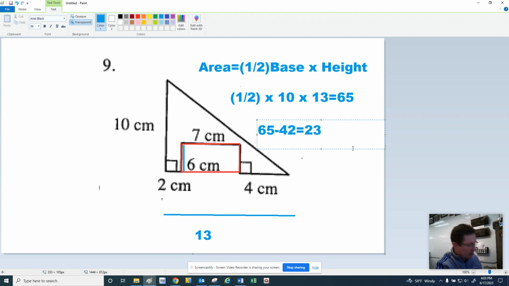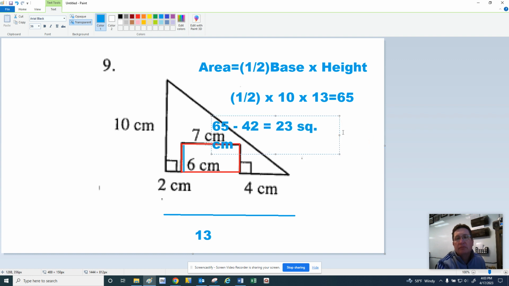And in this case, we're using centimeters, and so our answer is 23 square centimeters.